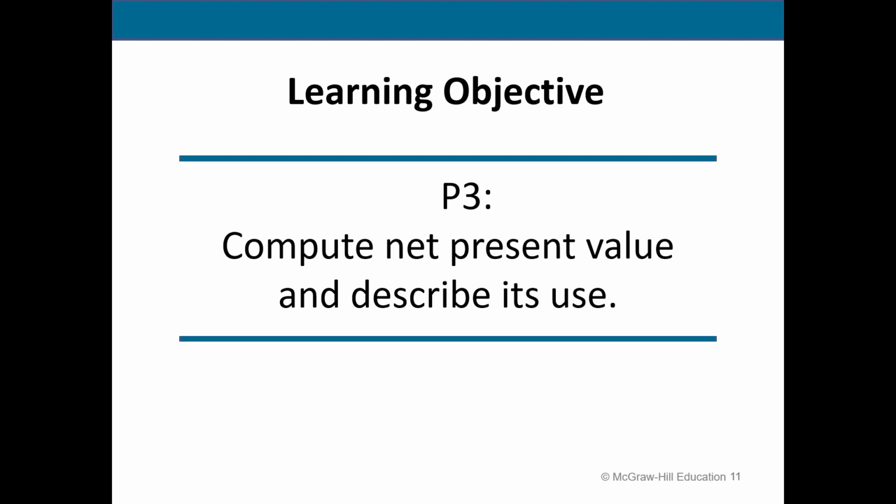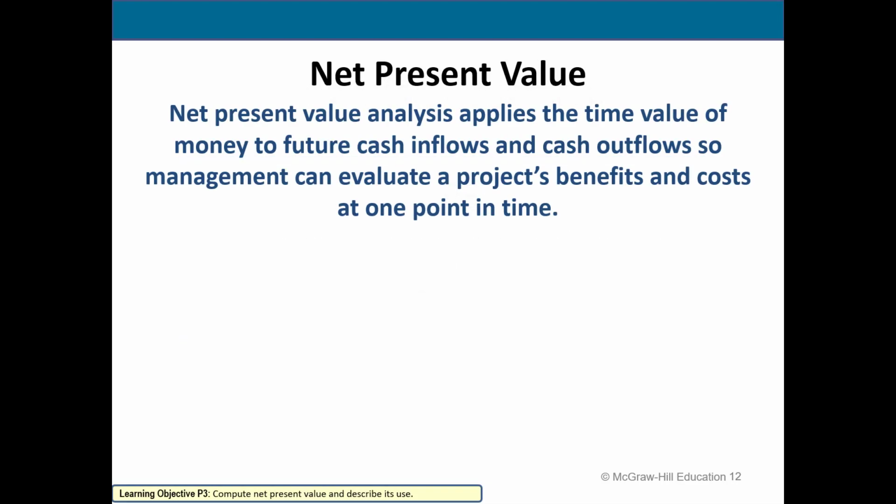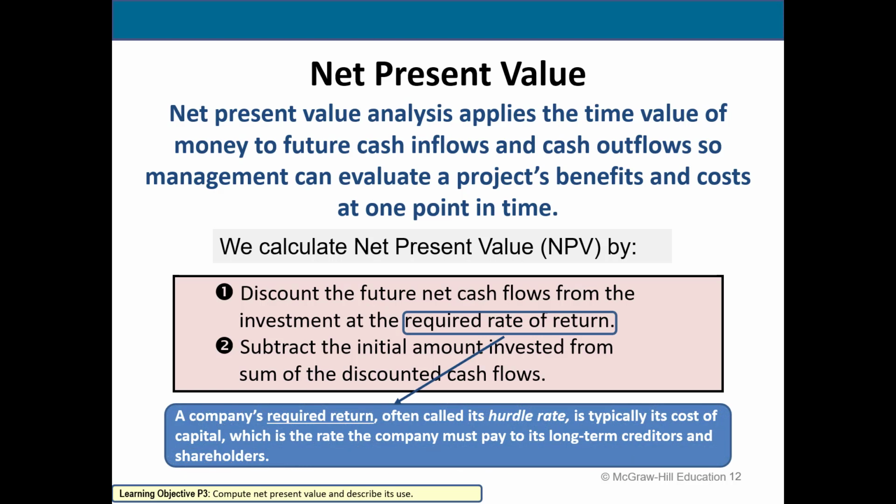We will look at another method called net present value. Net present value applies the time value of money to future cash inflows and outflows. So net present value is computed by what's called discounting the future net cash flows from the investment at the project's required rate of return, and then we subtract the initial amount invested. The company's required return is also called the hurdle rate or the cost of capital, which is the rate the company must pay to its long-term creditors.